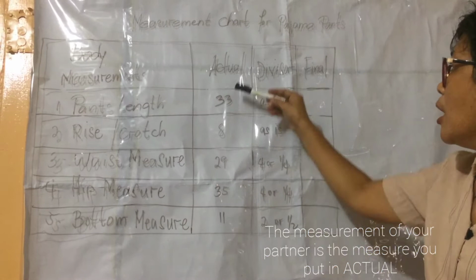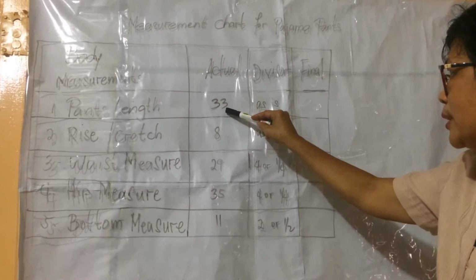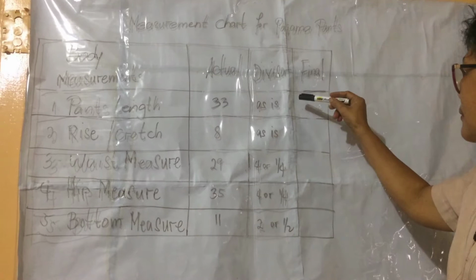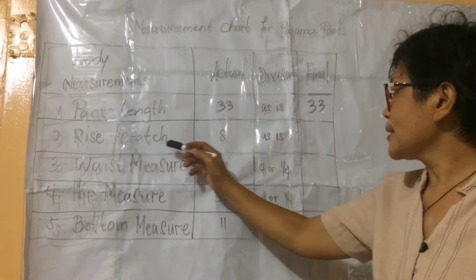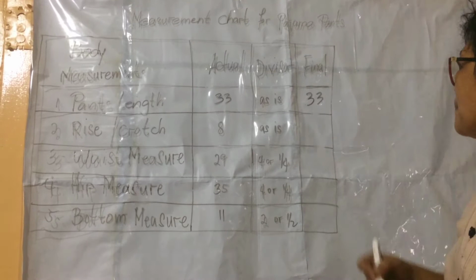How to get the actual? Measure the length of pants, example 33. The divisor is as is. Copy the actual measurement and put it into final. Rise or crotch, 8. The divisor is as is. Copy the actual measurement.